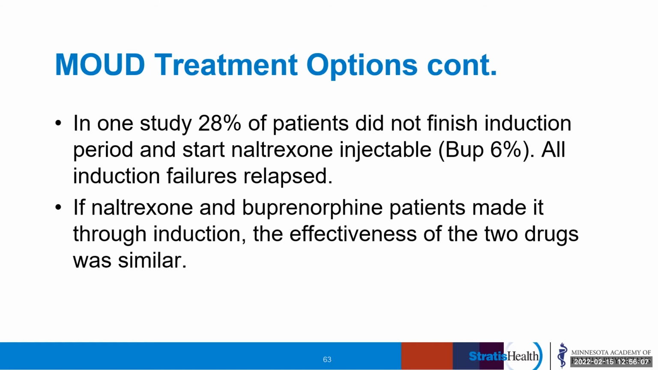And this is just one study that showed that 28% of patients did not finish their induction period. The induction period being the time from when they stopped their opioid until they could get their first shot of Vivitrol, which was 5 to 7 to 10 days later. And if you look at the comparison, with buprenorphine, only 6% don't make it through their induction and go back to their opioids. So a pretty significant difference.